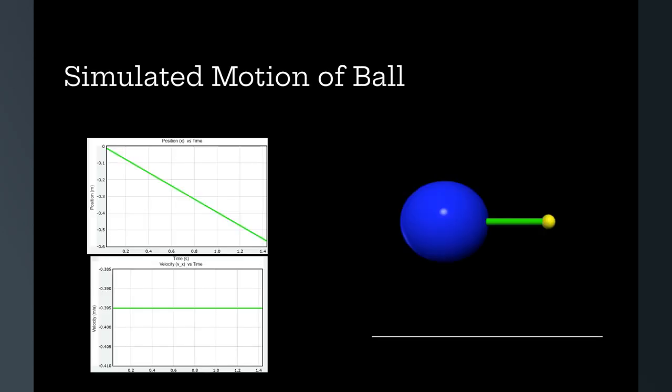So the simulation of the ball, here's our ball in green. It starts at the yellow and moves along the green path, and these are the two graphs that we got out of it for position versus time and velocity over time.